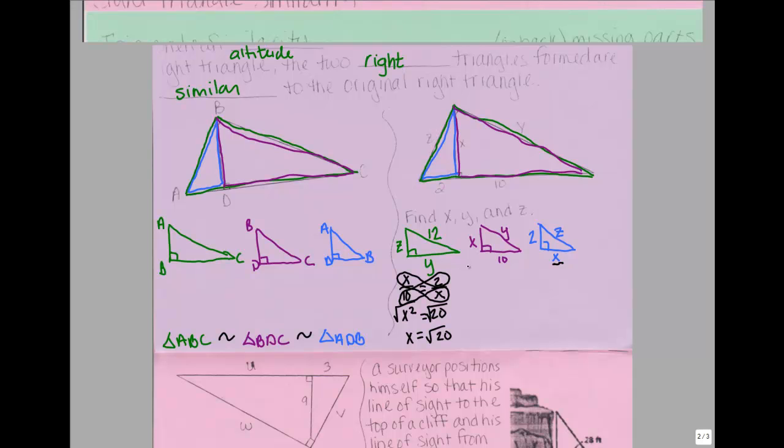So next, let's do our y's. So there is a y here and a y here. So we're using the bottom leg and the hypotenuse. So let's circle those and make our fractions. So it is 12 over y is equal to y over 10. And we cross multiply. Y squared is equal to 12 times 10 is 120. Take the square root of both sides, and y is the square root of 120. And again, I am just fine with you leaving it as the square root of 120.